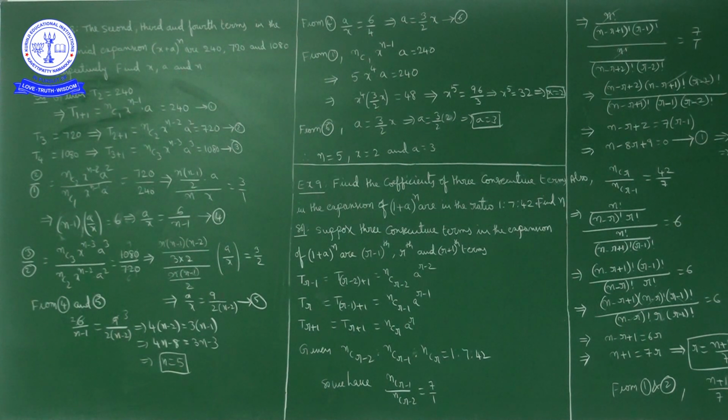Okay, next. Like 2 divided by 1, the next one is 3 divided by 2. So 3 divided by 2 gives: 3 is nC3 x to the power n minus 3 into a to the power 3, that is 1080, and 2 is nC2 x to the power n minus 2 into a squared, that is 720.